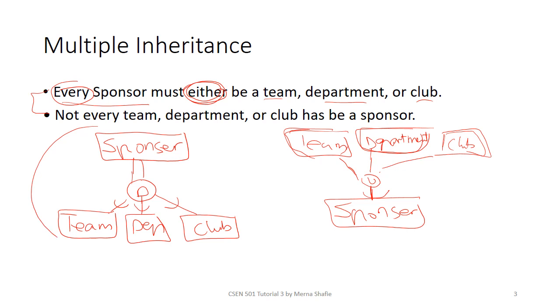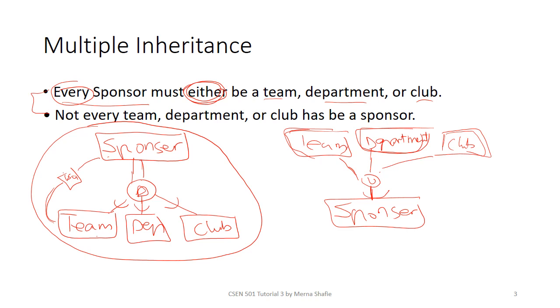Okay, now let's read the two statements and take a look at this picture. Every sponsor must either be a team, department, or club. No problems up until now. So let's read the second statement. Not every team, department, or club has to be a sponsor. That is, the relationship between a team and sponsor does not always hold. What I have said previously is that the is-a relationship must always be valid. So it must always be the case that an is-a relationship holds between the subclasses and their superclasses.